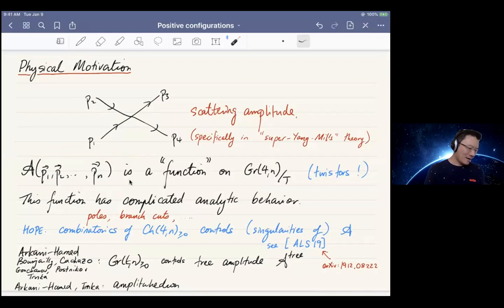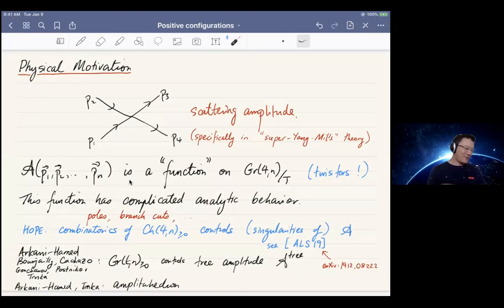And in this super Yang-Mills theory, this function turns out basically to be a function on the Grassmannian mod T in a rational sense, meaning that it's got some singularities. And there's some nice linear algebra called twistors explaining it. And our hope, of which we did some really beginnings in this companion physics paper, is that the combinatorics of this Chow quotient, this positive Chow quotient, controls the singularities of this function.